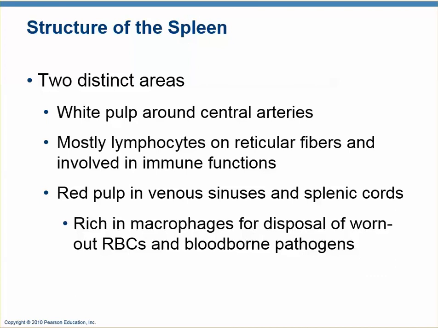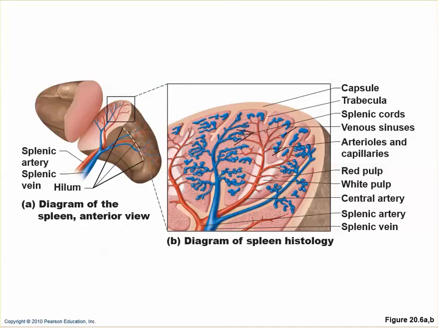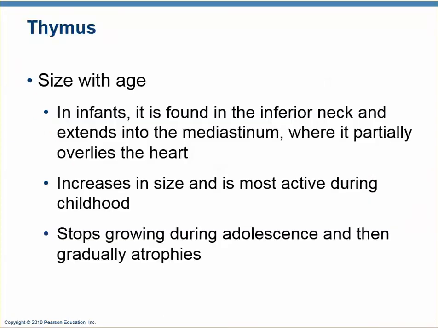I'm not so worried about that there are two areas, but the white pulp is really functioning in the immune system. The red pulp has more to do with red blood cell disposal and management. It ends up looking like this.